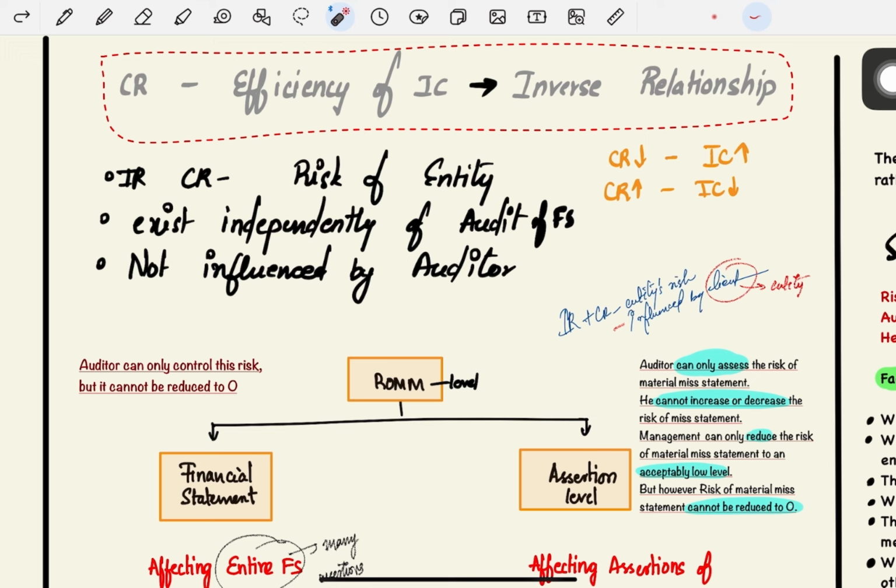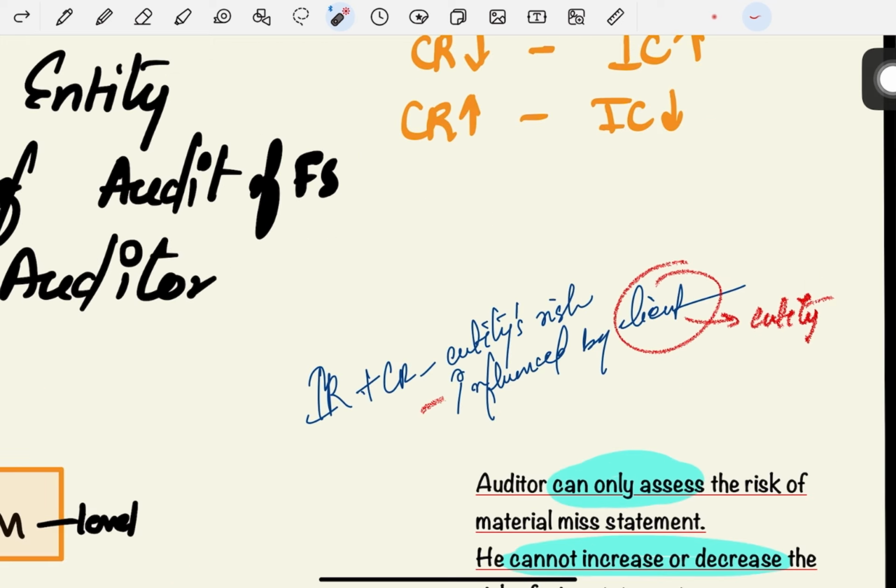So we have covered control risk. Now remember, inherent risk and control risk are the risk of the entity, and they exist independently of the audit of financial statements. They are not influenced by the auditor. Even if the auditor does not audit the financial statements, the inherent risk and control risk will still exist. So they are the entity's risk, and these are influenced by the entity only.